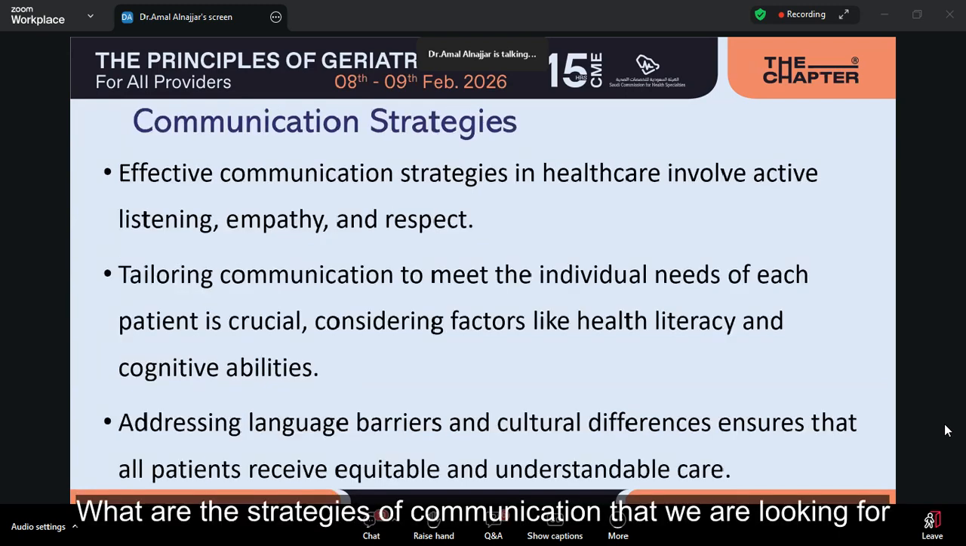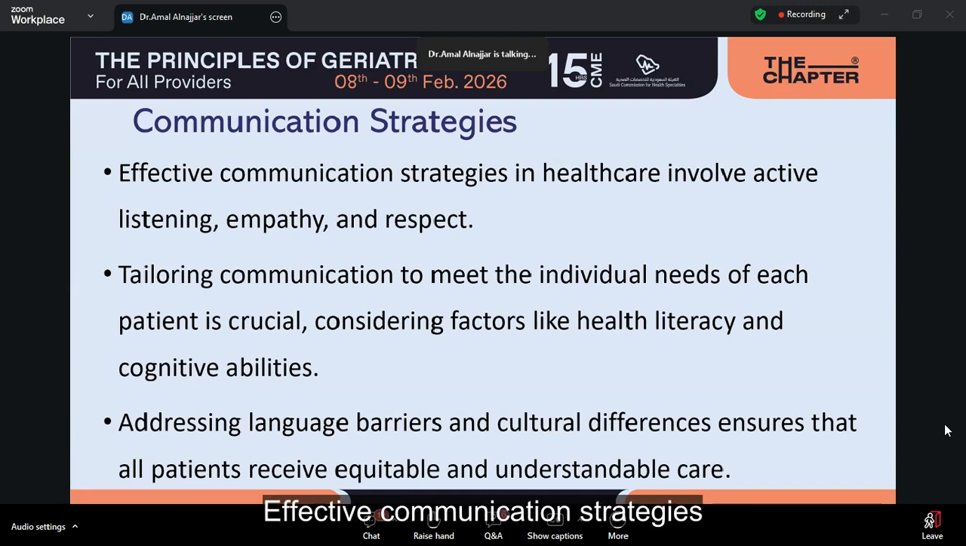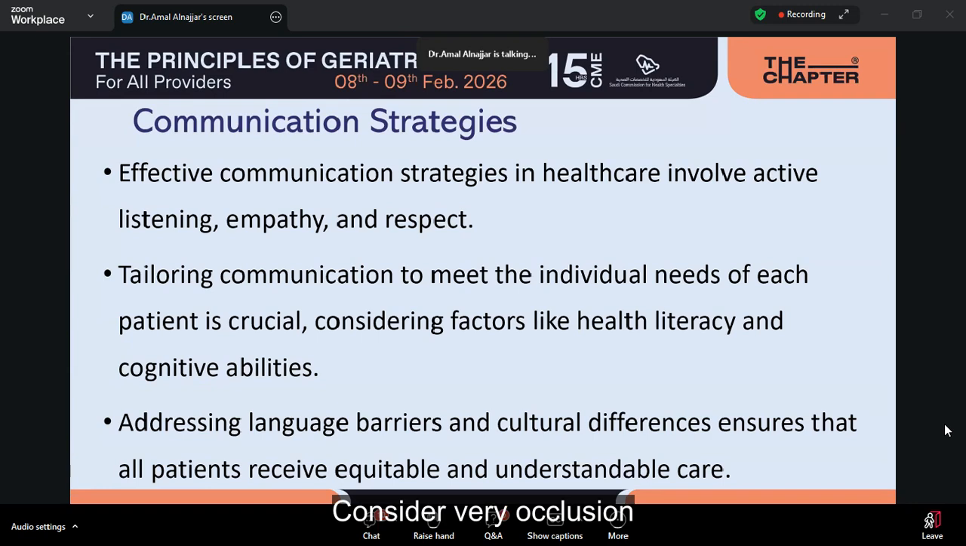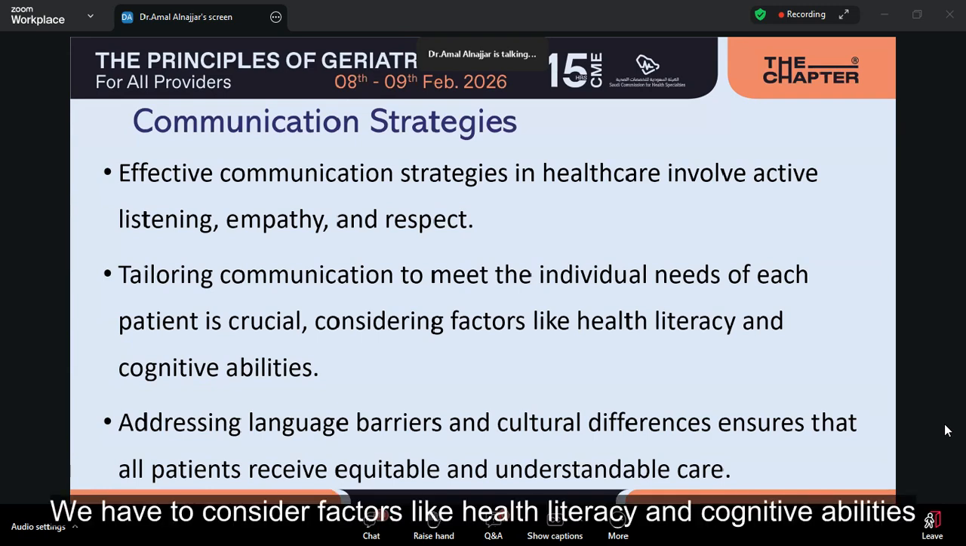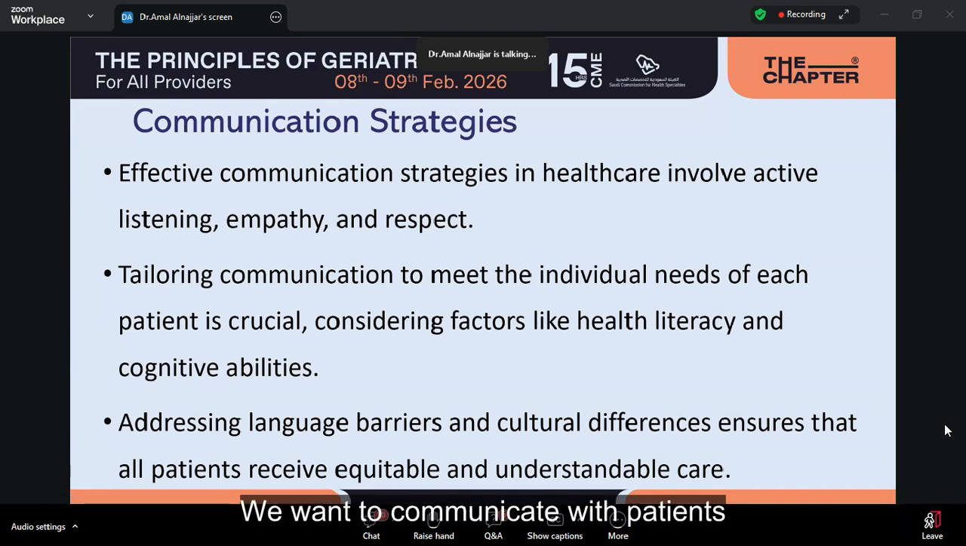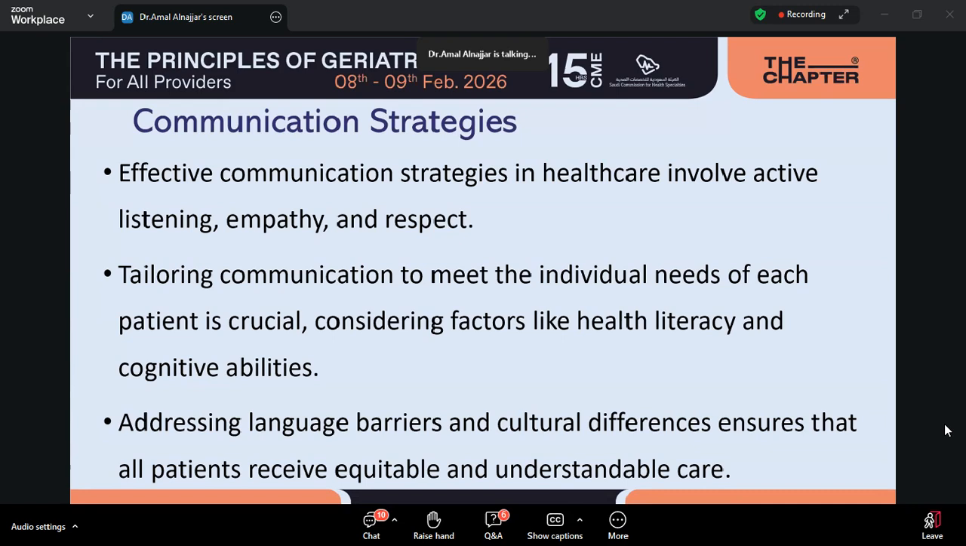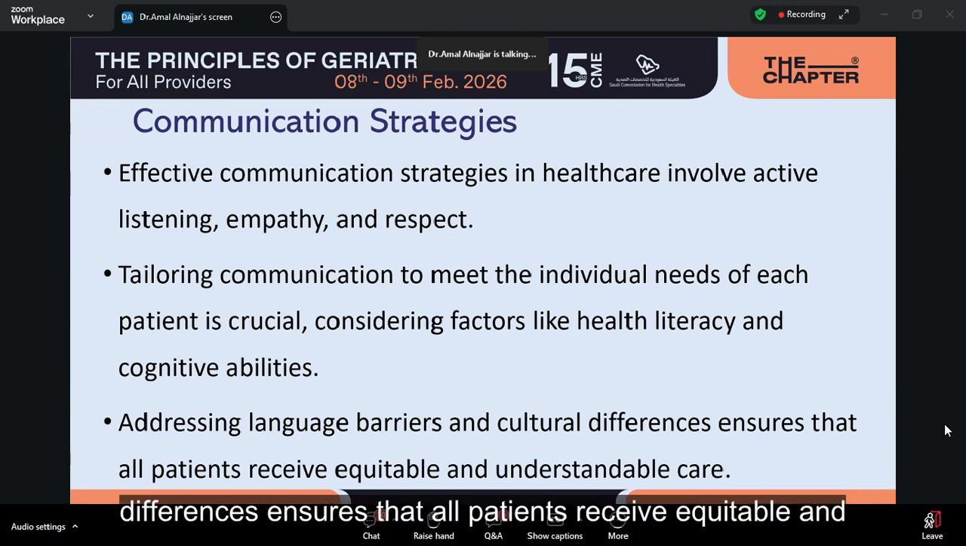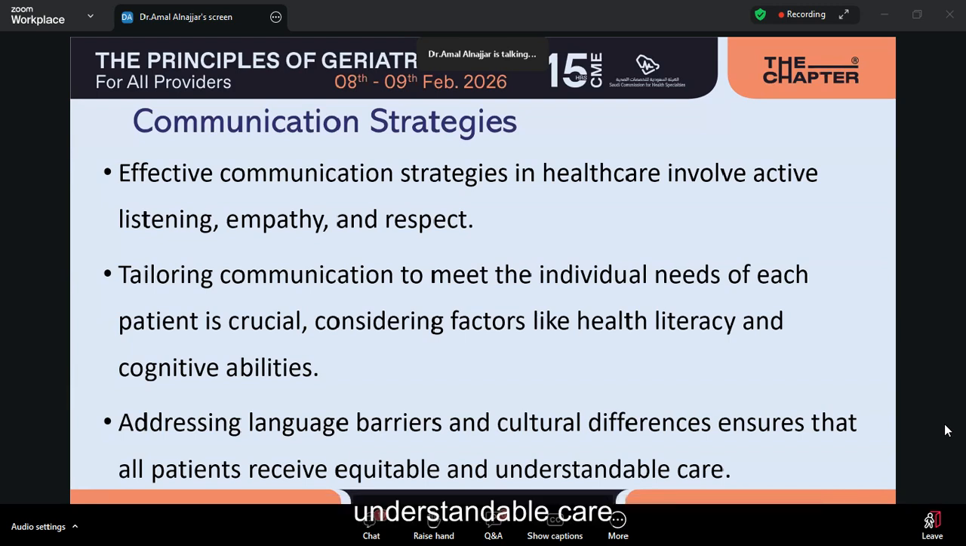What are the strategies of communication that we're looking for? Effective communication strategies in healthcare usually involve active listening, empathy, and respect, and tailoring communication to meet the individual needs of each patient is considered very crucial. We have to consider factors like health literacy and cognitive abilities when we communicate with patients, especially the elderly population. Addressing language barriers and cultural differences ensures that all patients receive equitable and understandable care.